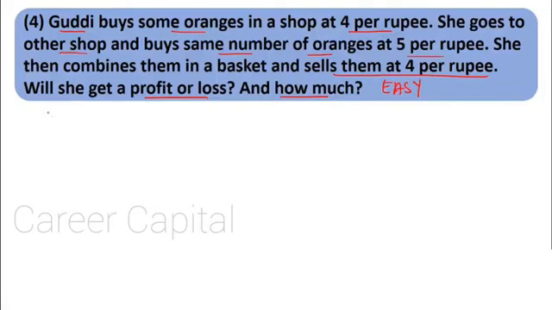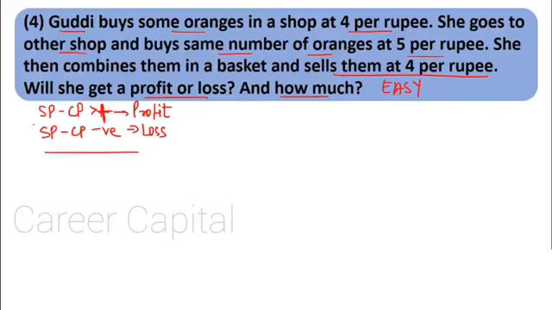Now let's see what is the first thing. We don't know whether it is profit or loss. How to determine whether it is profit or loss? If selling price minus the cost price is greater than 0, then it will be profit. That means if it is positive, it will be profit. If selling price minus the cost price is negative, then it is loss. That means the cost price is more than the selling price. If this is positive, it is profit. If it is negative, it is loss. That much we know.